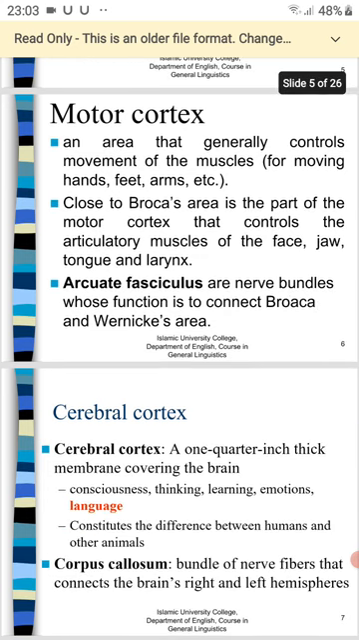So, if I ask you in your exam, arcuate fasciculus, what is its function? It is a bundle whose function is to connect Broca's and Wernicke's areas to produce and comprehend sound, okay?